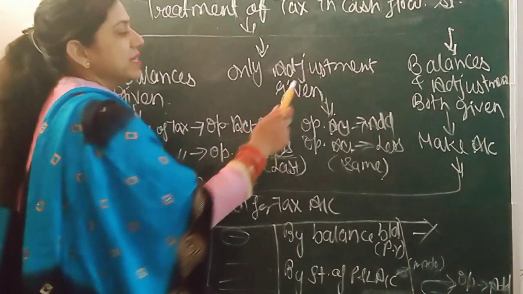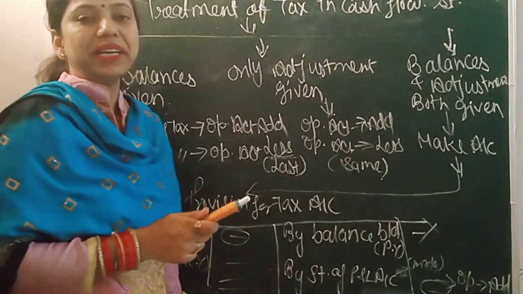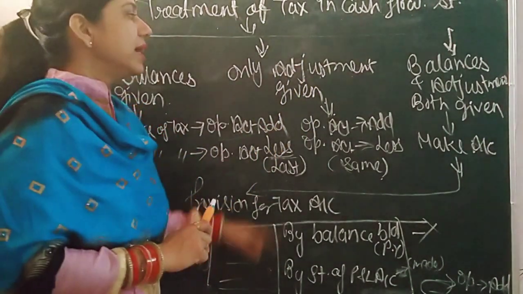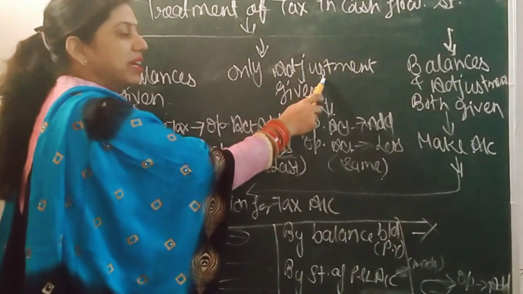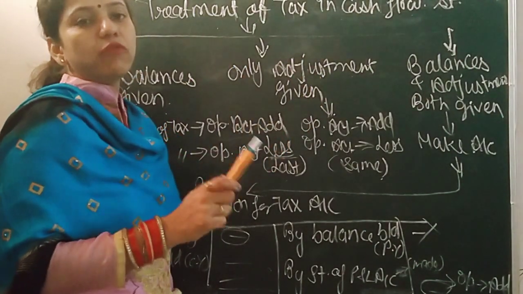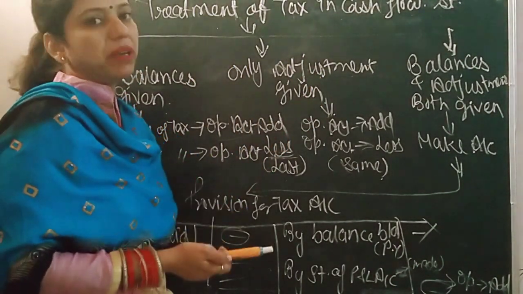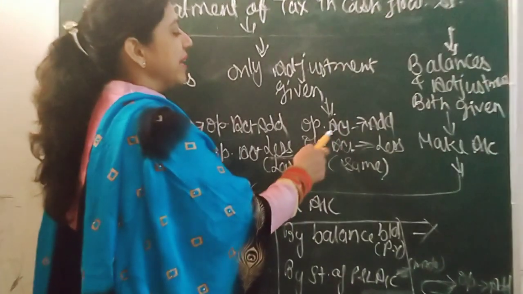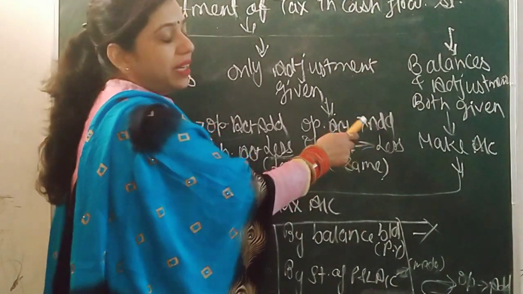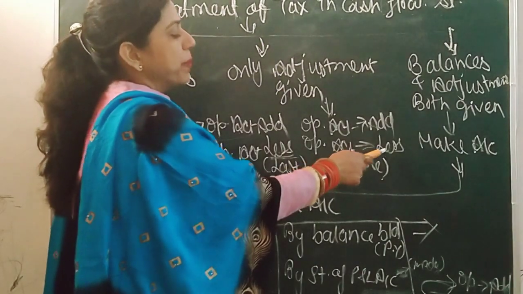If adjustment is given, as we all know that every adjustment has double treatment, it means the tax given in adjustment is the same for the current year as well as for the previous year. So the same will be added in operating activity at the starting and the same will be deducted from operating activity at the last.